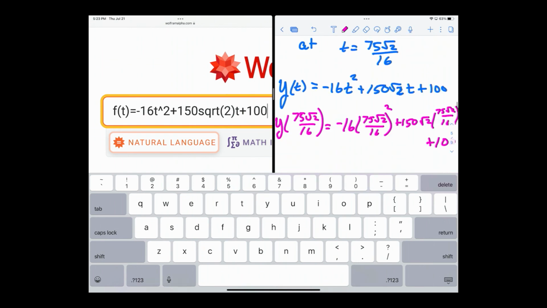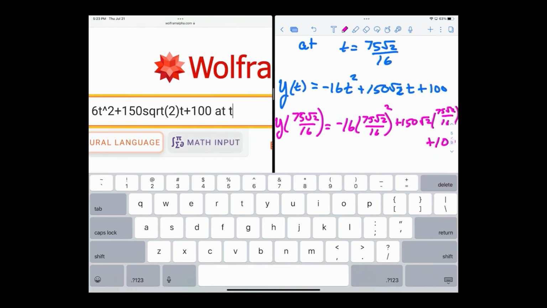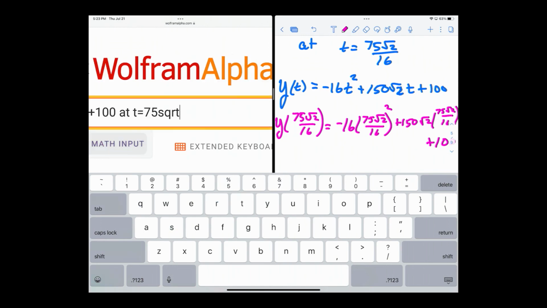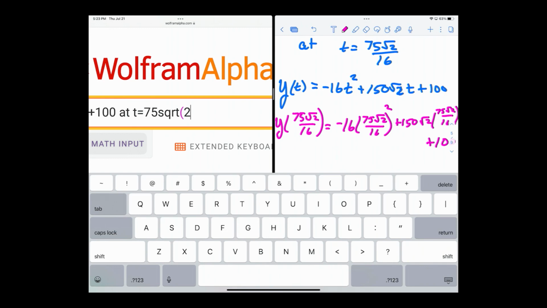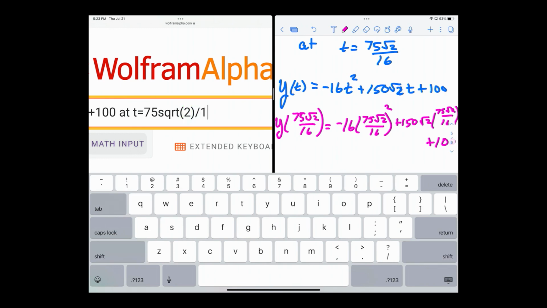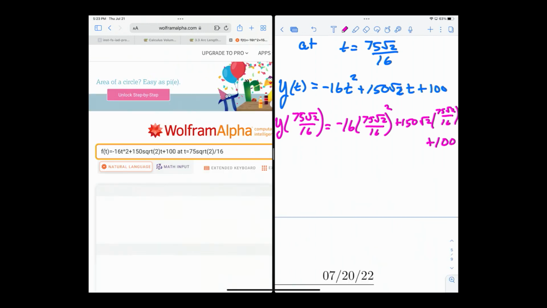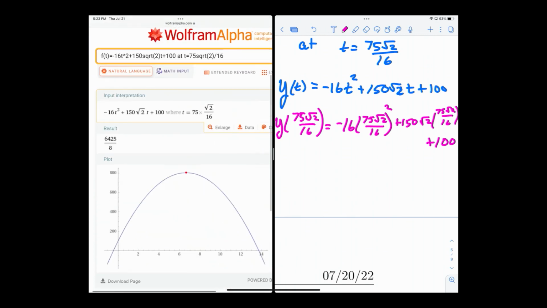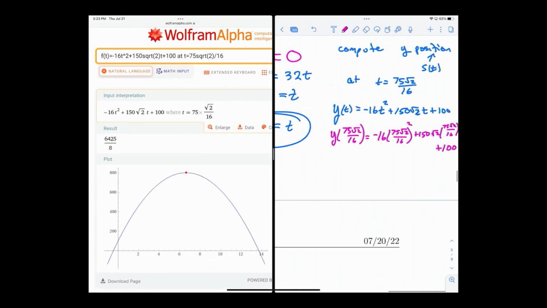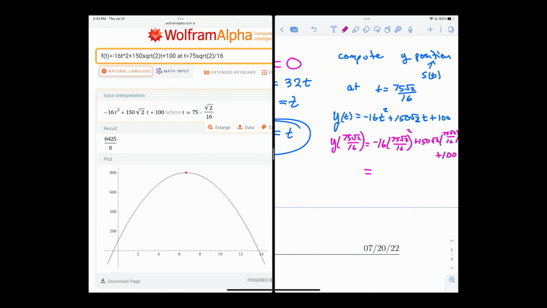And then I'll just say at t equals 75 square root 2 over 16. And we get our answer to be 6425 over 8. That would be feet.